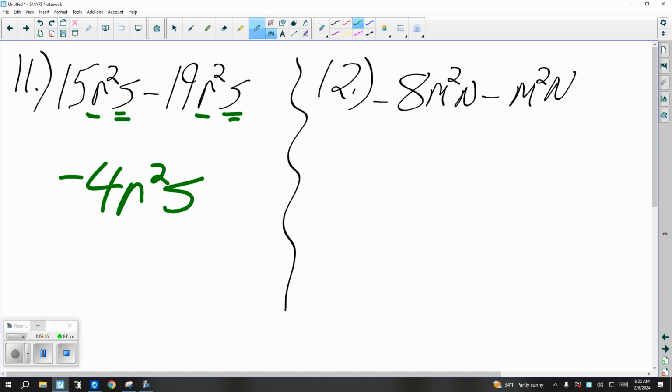What did number 11 say? From 15r squared s, subtract 19r squared s. Well, that was an easy one. That one was way more straightforward, right?